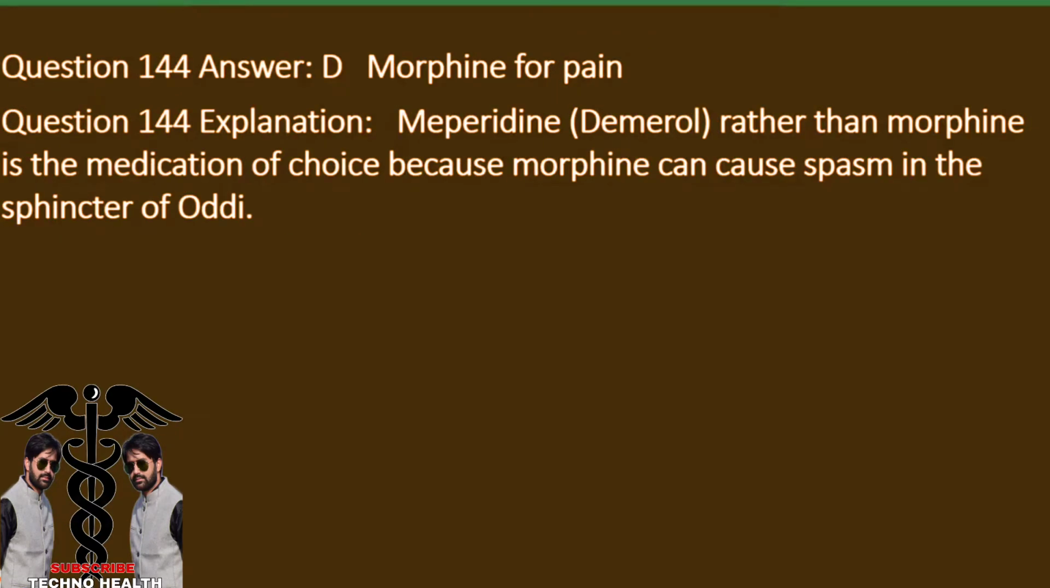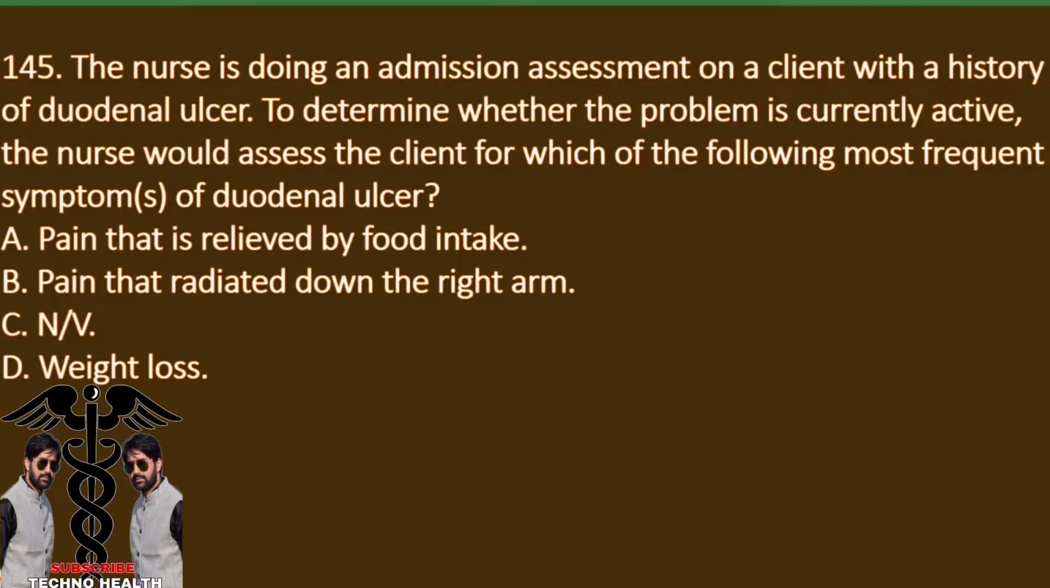Question 144. Answer: D. Morphine for pain. Explanation: Meperidine, Demerol, rather than morphine is the medication of choice because morphine can cause spasm in the sphincter of Oddi.